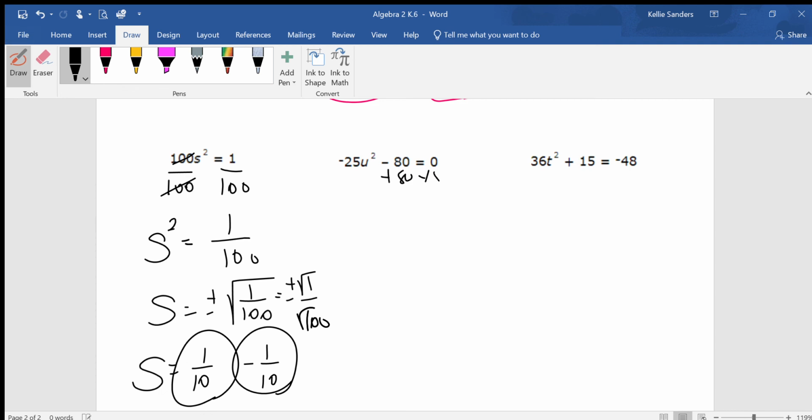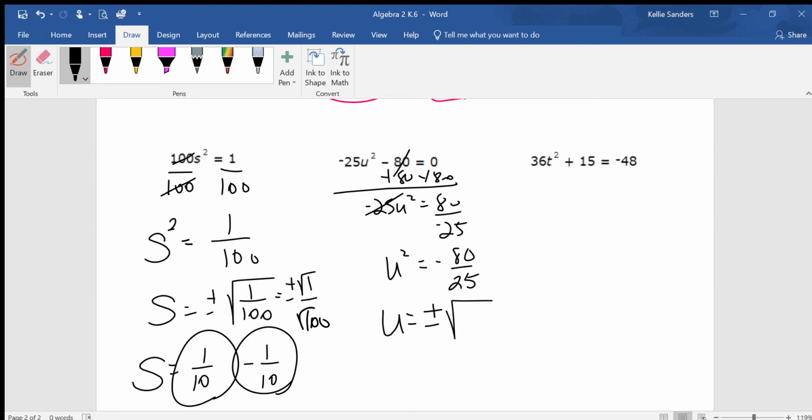Add 80, negative 25u equals 80. Divide by negative 25. u equals, I'm going to keep that there. I know that reduces, but I know I'm going to take the square root, and if I know I'm going to take the square root and I have 25 on the bottom already, I know I can take the square root of that easily. So u equals plus or minus the square root of negative 80 over 25.